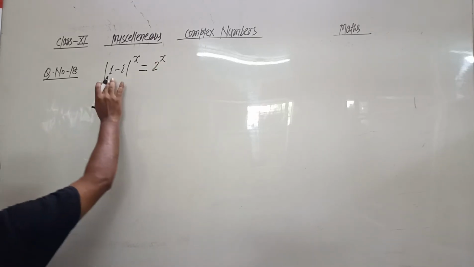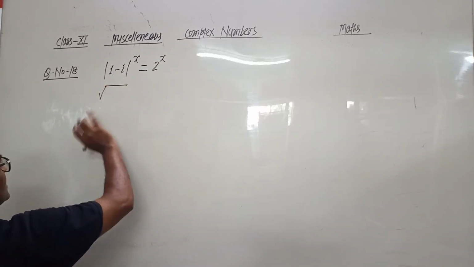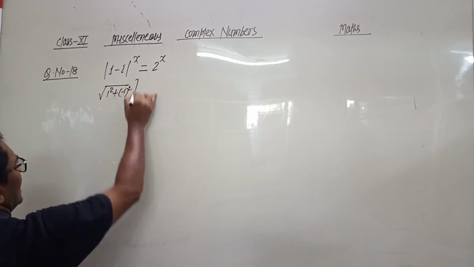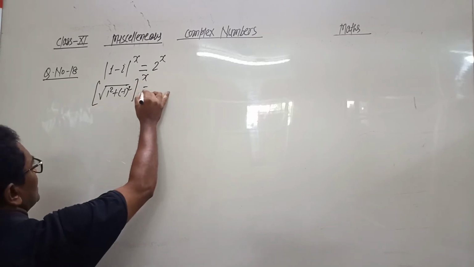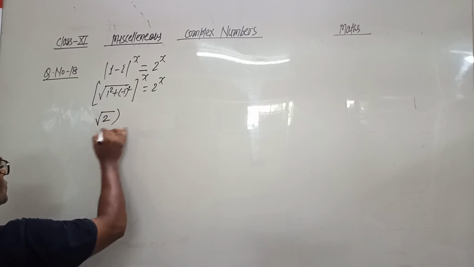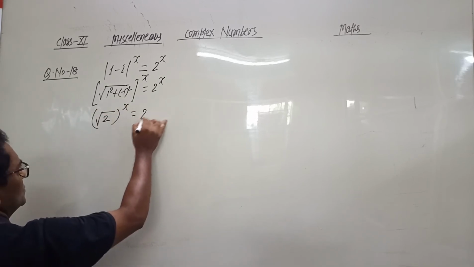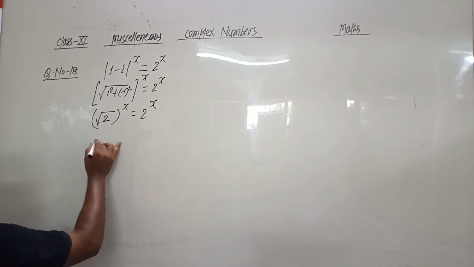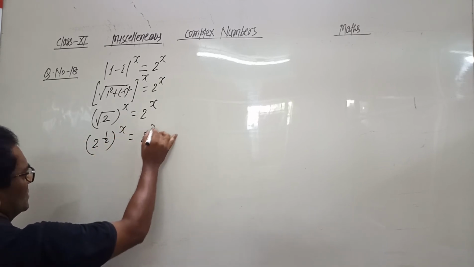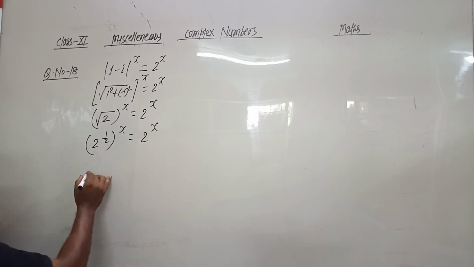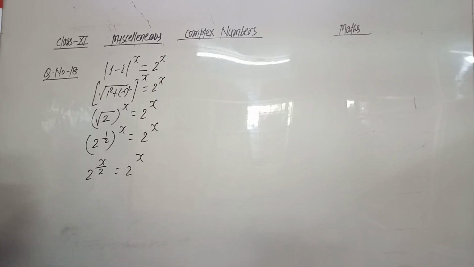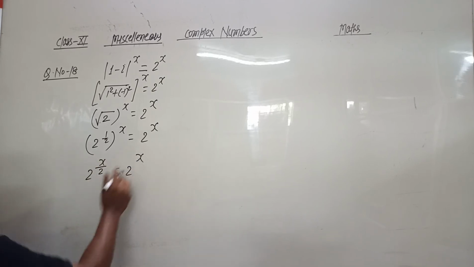So we find the mod of 1 minus iota. This is the square root of 1 square plus (minus 1) whole square, and the whole raised to the power x equals 2 raised to the power x. This becomes root 2 raised to the power x equals 2 raised to the power x. This can be written as 2 raised to the power 1 by 2, raised to the power x, equals 2 raised to the power x, so 2 raised to the power x by 2 equals 2 raised to the power x. We equate the power.